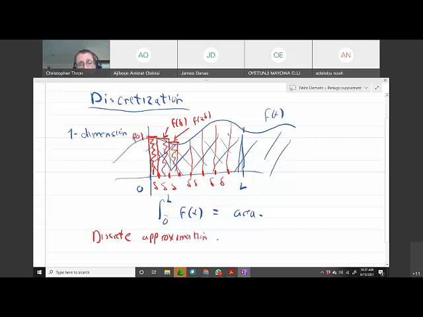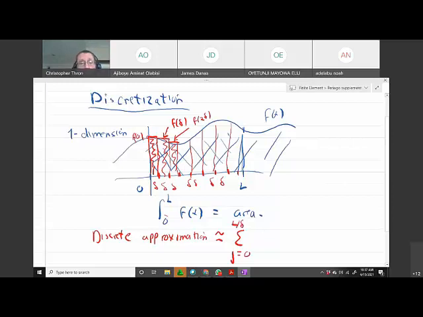instead of an integral, it would be a sum, right? I'm not sure how many intervals there are here. Well, the total length is L, and the length of each segment is delta. So it would be L over delta. Sorry, I should have an index. I'll say j is my index, j equals 0 to L over delta.